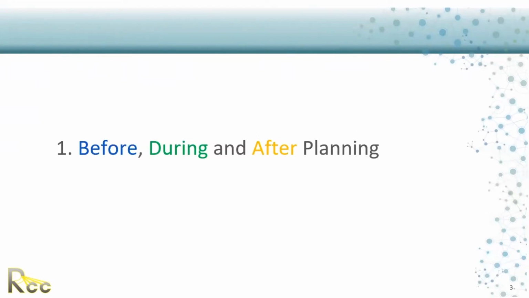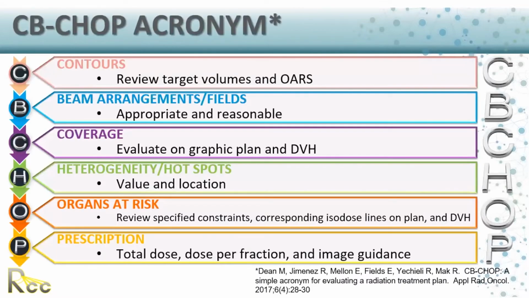And I would like to recall the CHOP acronym, which was first proposed by Dr. Raymond Mack at Brigham and Women's Hospital, Dana-Farber Cancer Institute in Boston, USA. So each letter stands for, let's say, the C stands for contours, the B for beam arrangements or fields, C for coverage, the H for heterogeneity and hotspots, the O for organs at risk, and the P for prescription.